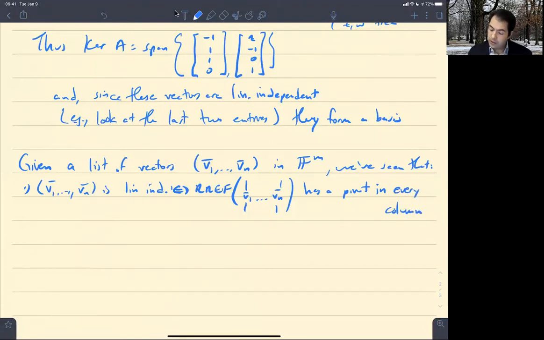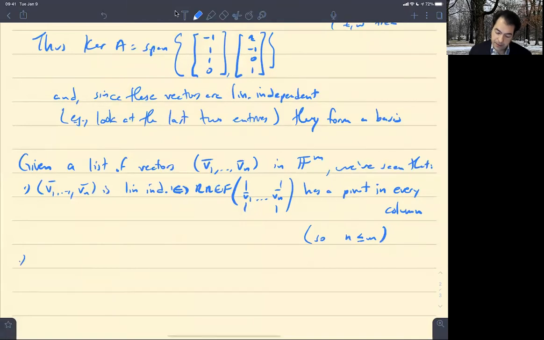Okay, so in particular, we must have n less than or equal to m. Right? If you have a pivot in every column, well, every row can only have one pivot. So you must have at most as many columns as there are coordinates, as there are rows.